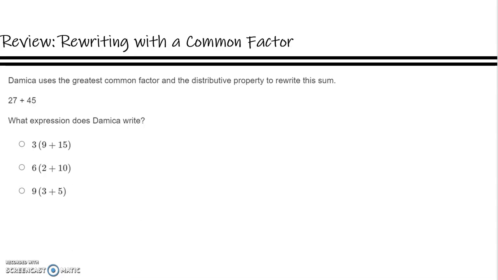Dhamika uses the greatest common factor and the distributive property to rewrite this sum. What expression does Dhamika write? Okay, so we have to think about two things. Let's talk about greatest common factor. We learned this back in the very first unit of the course. So we need to find the greatest common factor of 27 and 45.